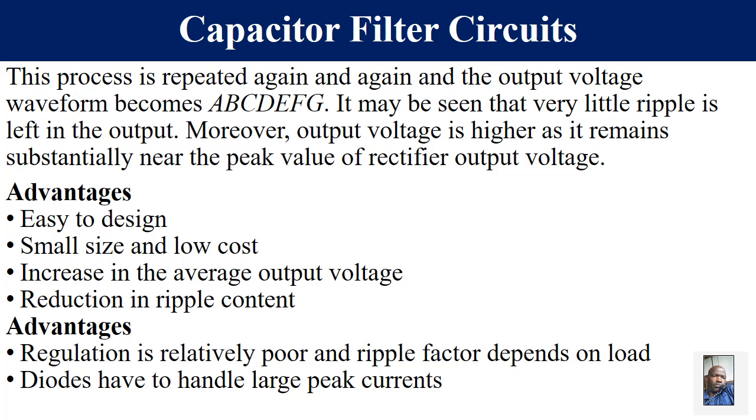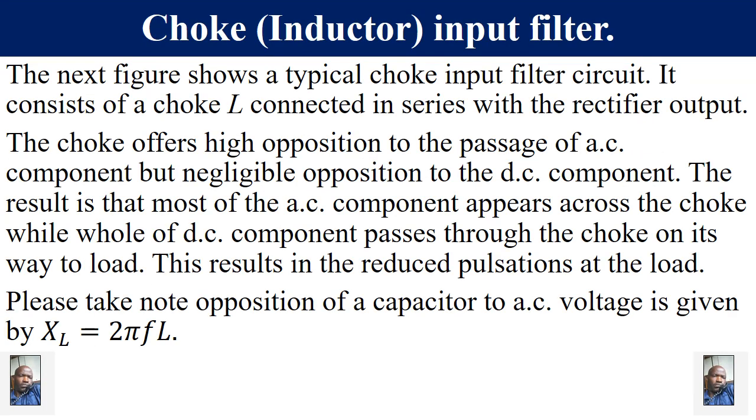Then the disadvantages are only two: regulation is relatively poor as the ripple factor depends on the load. Then you must make sure that your diodes are able to handle large peak currents due to the high value of the filter capacitor. You must be able to draw the circuit diagram of a capacitor filter. What we are simply doing is you must be able to connect the filter capacitor at the output of half wave and full wave rectifier.